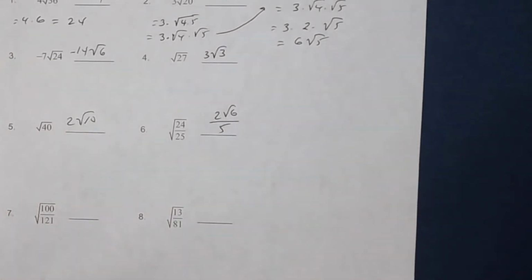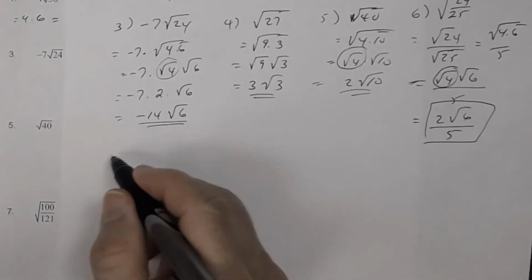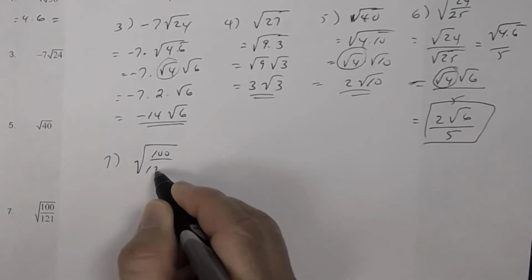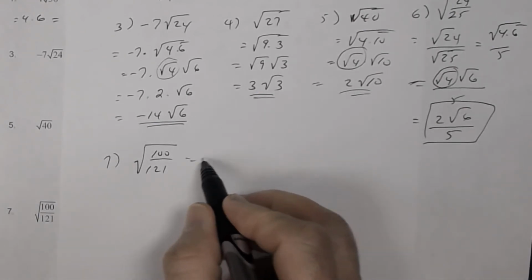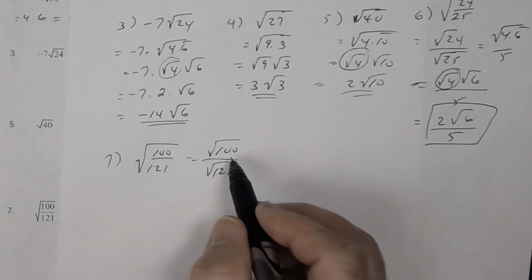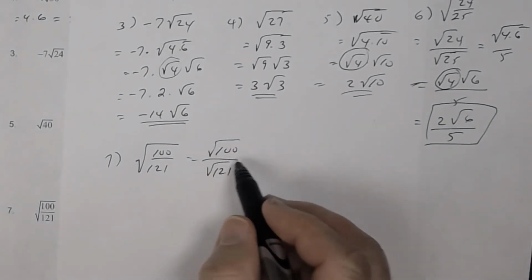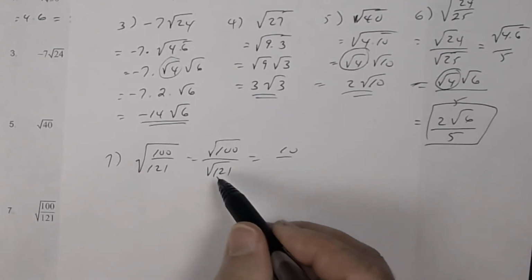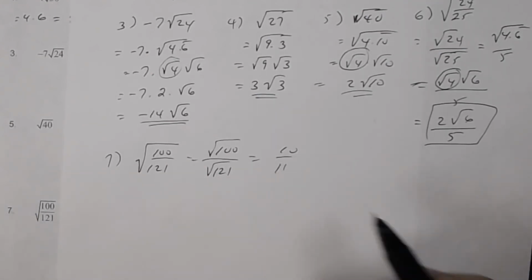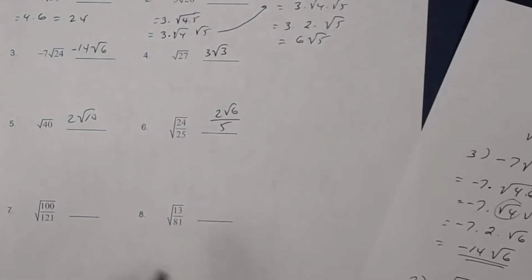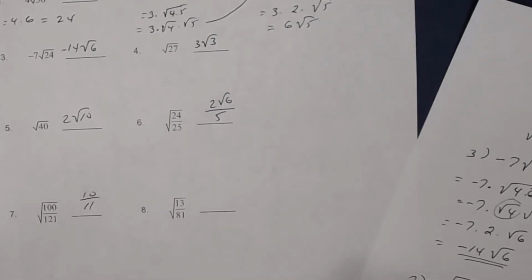All right, number 7, same thing. You're taking the square root of a fraction, 100 divided by 121. I can write this as the square root of 100 divided by the square root of 121, and notice both of those are perfect squares. What's the square root of 100? 10, because 10 times 10 is 100. What's the square root of 121? 11, because 11 times 11 is 121. So you're done. Number 7 is 10 divided by 11.